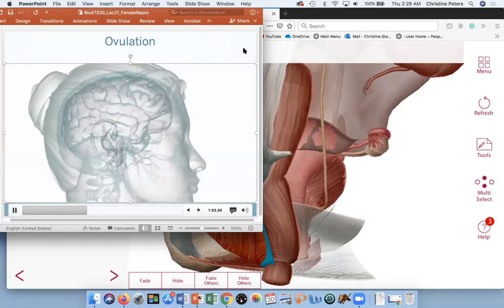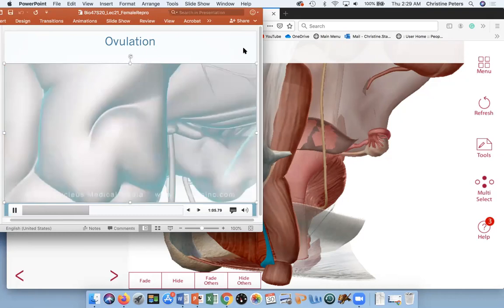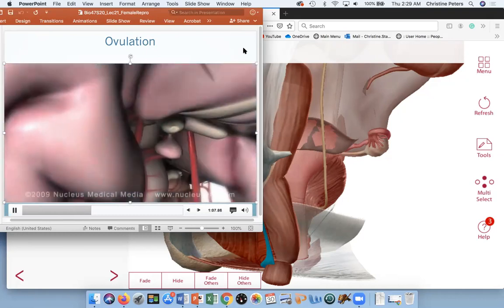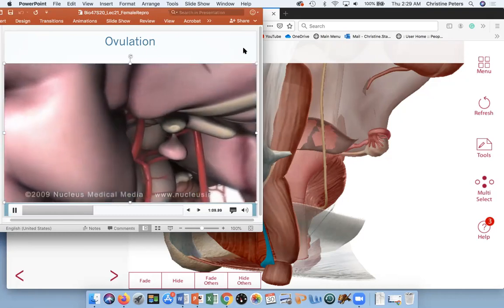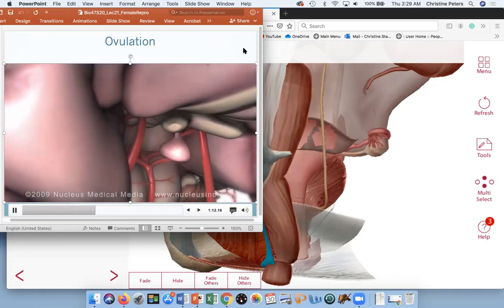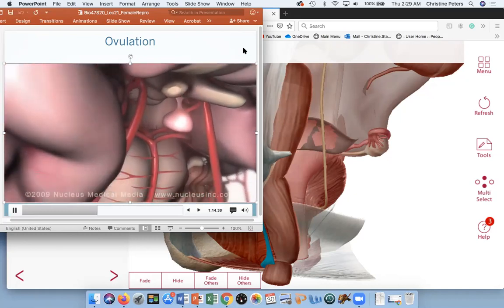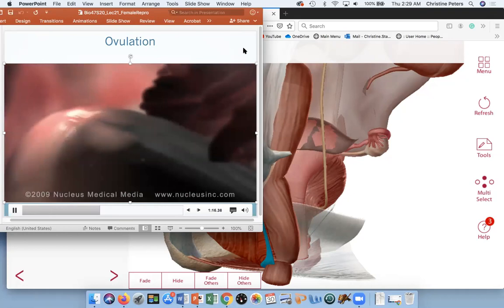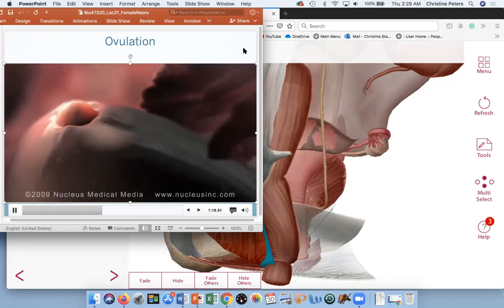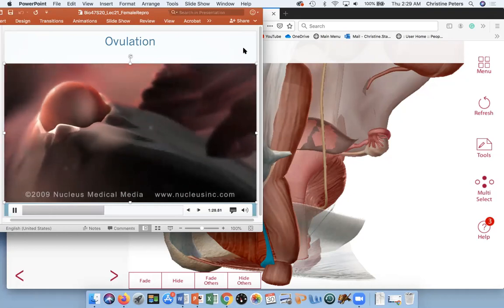When the estrogen reaches the hypothalamus and the pituitary gland in the brain, the anterior or front part of the pituitary gland releases a huge surge of luteinizing hormone into the bloodstream. Around day 14, luteinizing hormone causes the follicle to undergo a sudden growth spurt.